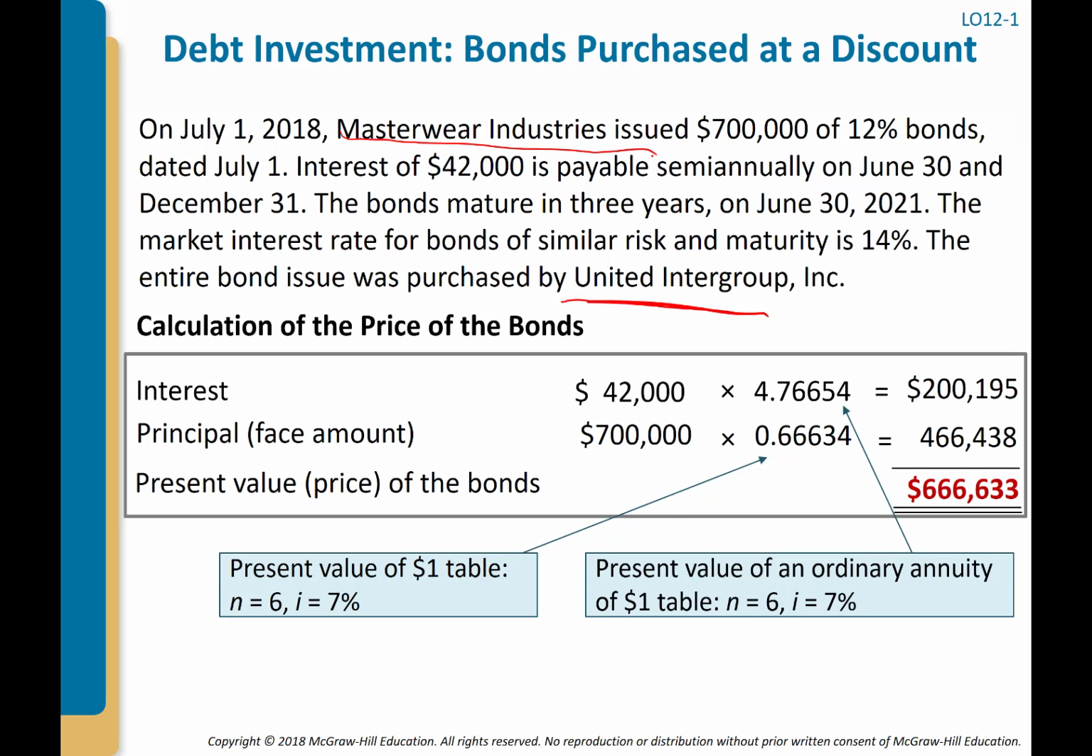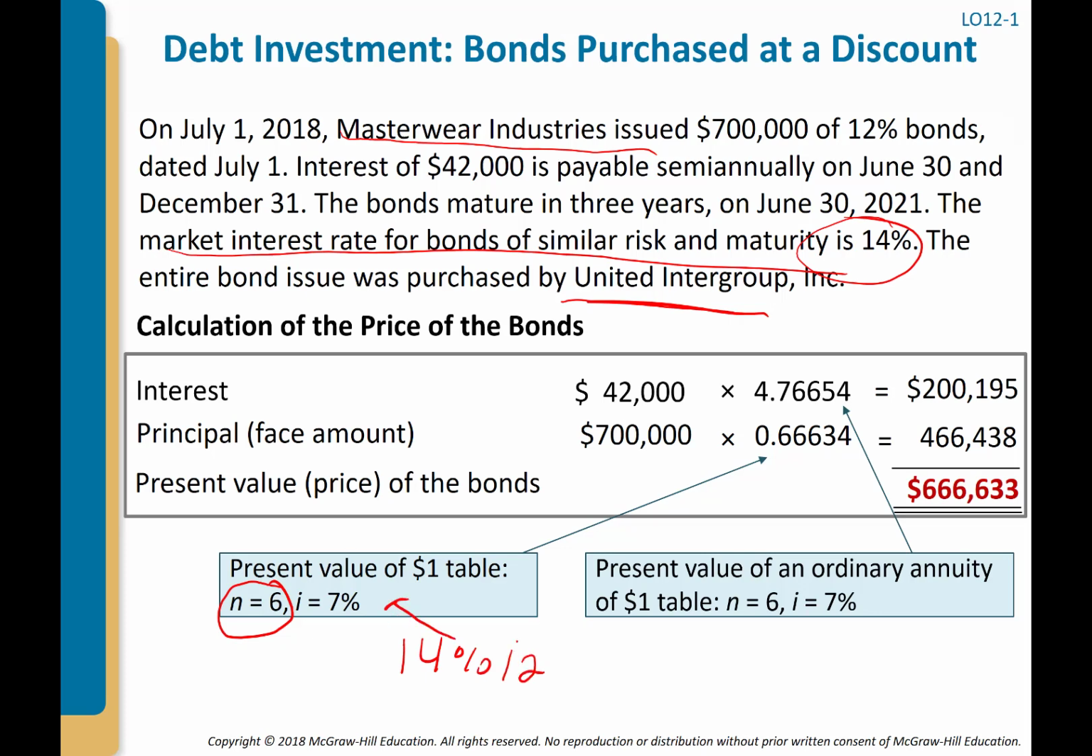Notice very importantly here, guys, it's a 3-year bond, but since it's 2 payments a year, 3 times 2 is 6. So the number of payments, the row we go to, is 6. Then when we go to the columns, we use the market rate of interest. They tell us the market rate of interest here is 14%. We have to take that 14% and divide it by 2.